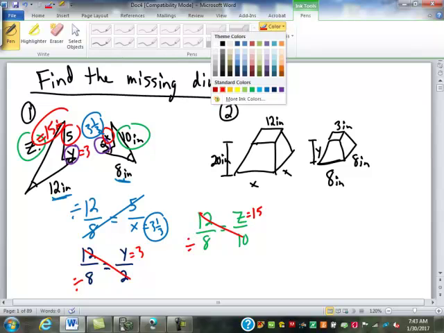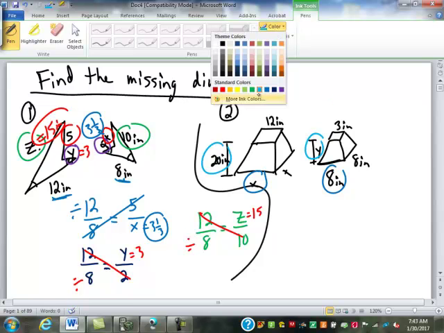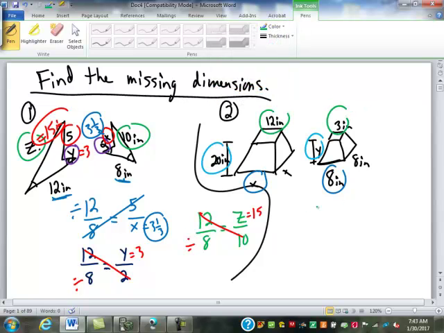So now for this one, it's three-dimensional, but it doesn't matter. I'm still just comparing lengths. X, of course, corresponds to 8. 20 corresponds to y. And 12 corresponds to 3. So I've got the 12 over 3. If I want to find x, where does x go? On top. And what goes below it? 8. So we cross multiply and divide here. 12 times 8 divided by 3 is 32.